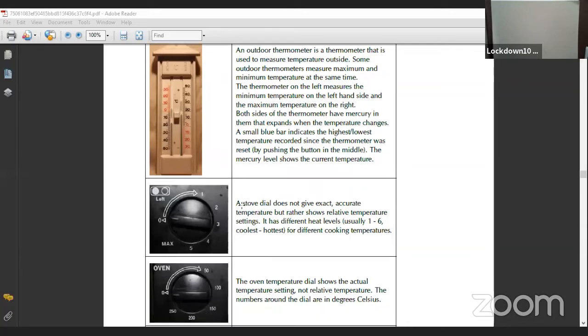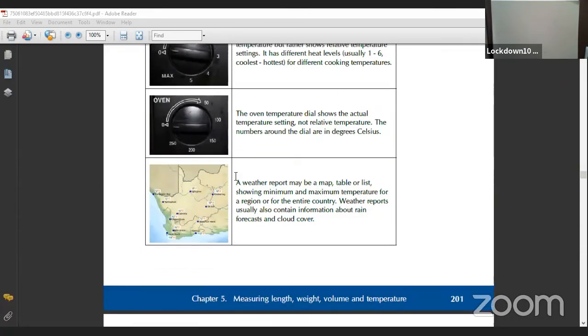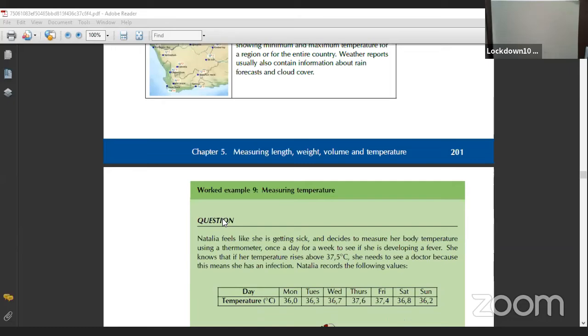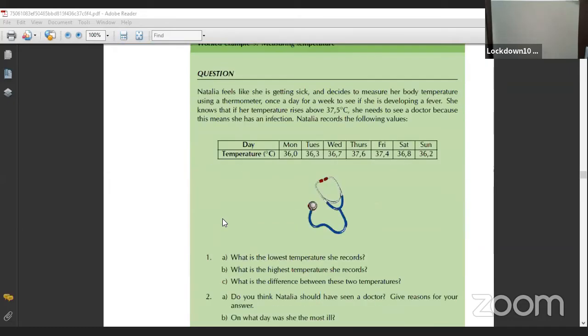Okay, and you have also seen this over the weather stations telling us how hot it is, how cold it is. So these are the calculations we are going to do. Okay, so I have an example here for you.